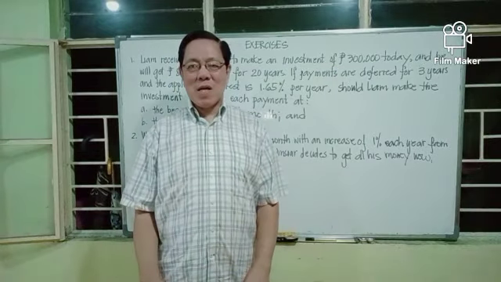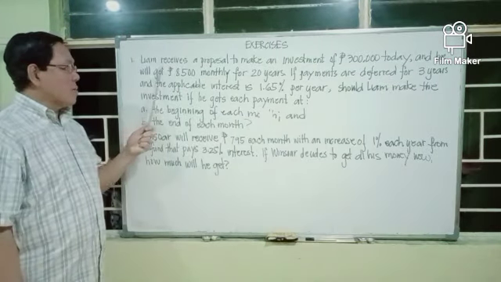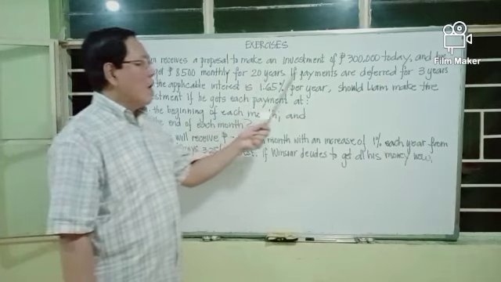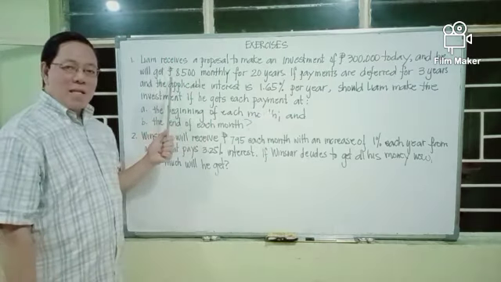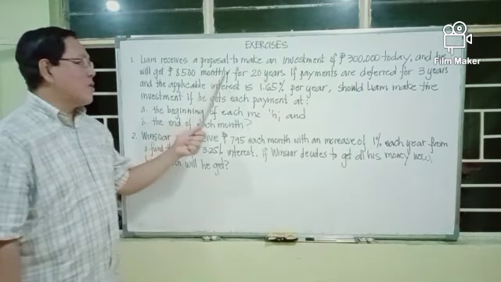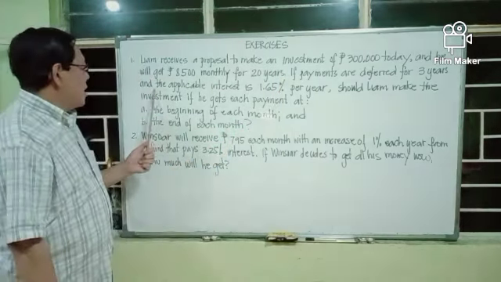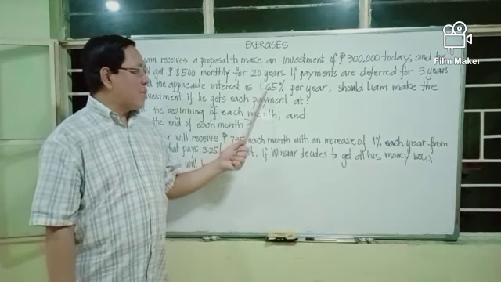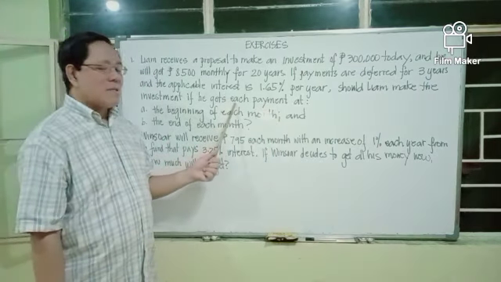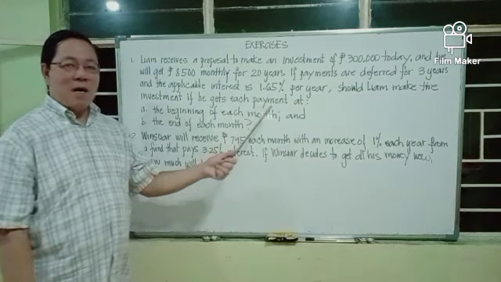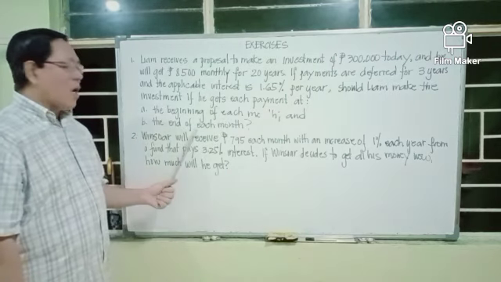For your practice, please try the following exercises. Number 1, Liam receives a proposal to make an investment of 300,000 pesos today, and he will get 8,500 pesos monthly for 20 years. If payments are deferred for 3 years and the applicable interest is 1.65% per year, should Liam make the investment if he gets each payment at letter A, the beginning of each month, and letter B, the end of each month?